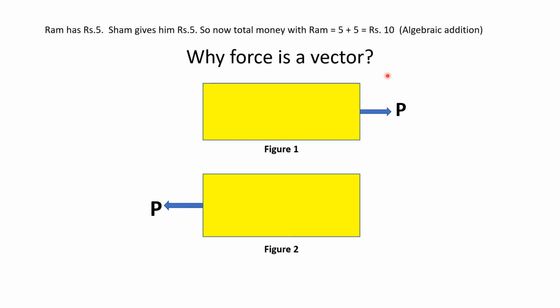Now we will come to force. Why force is a vector. Now this is figure 1 and here this is a body. For this body, if this force P is applied along the positive x direction, as shown here, then this body due to this force will start moving in this direction. If I remove this force from here and apply it here along the negative x direction, then now the body will start moving in this negative direction. So here what happens is the direction of the force decides the effect on the body.